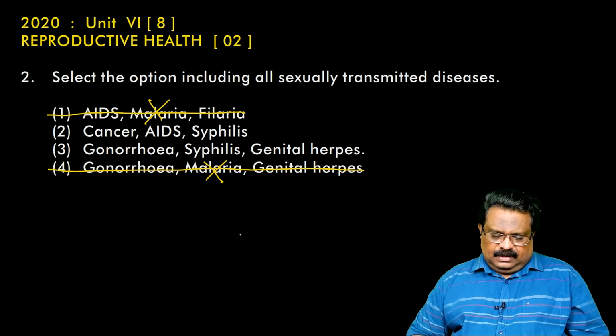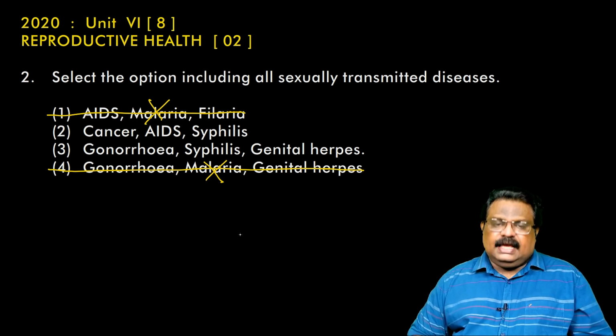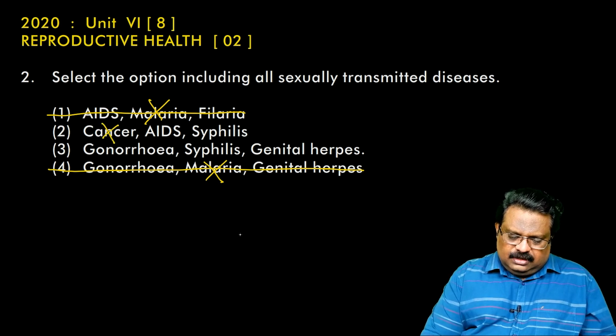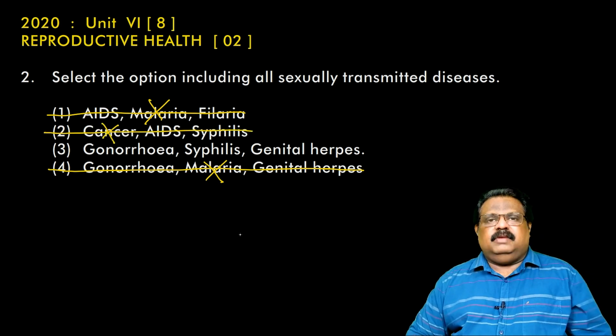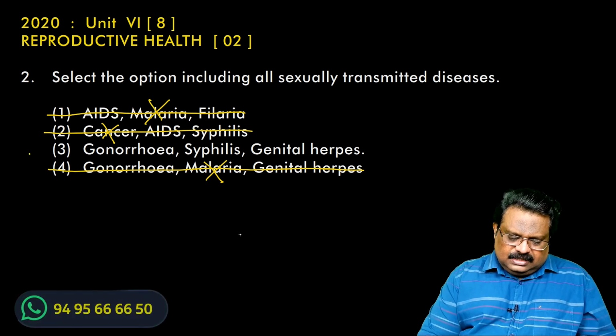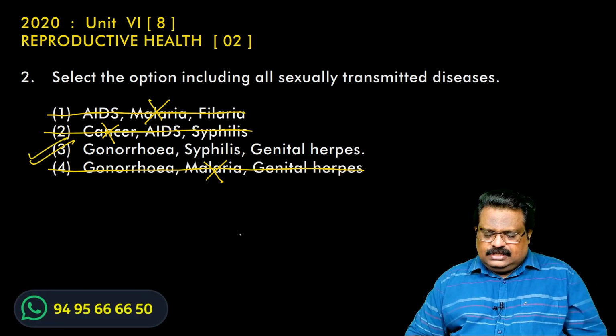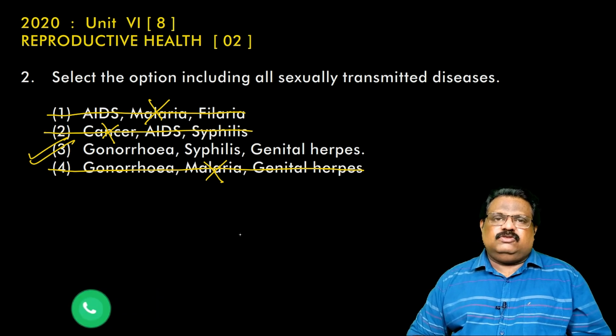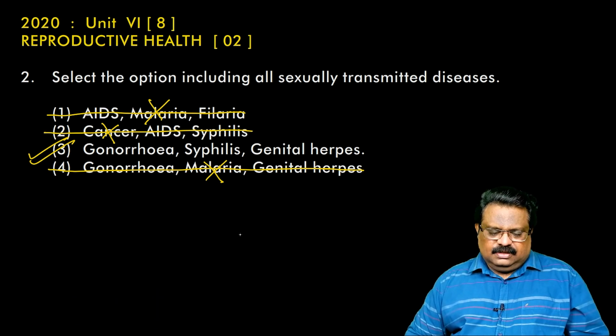Clear? Then in the second option you can see cancer. Cancer is not a sexually transmitted disease, no? Right? So the second also can be eliminated. So it's an easy question. The answer is what? Gonorrhea, syphilis, genital herpes. All these are STDs. STD means sexually transmitted diseases. Okay, thank you.